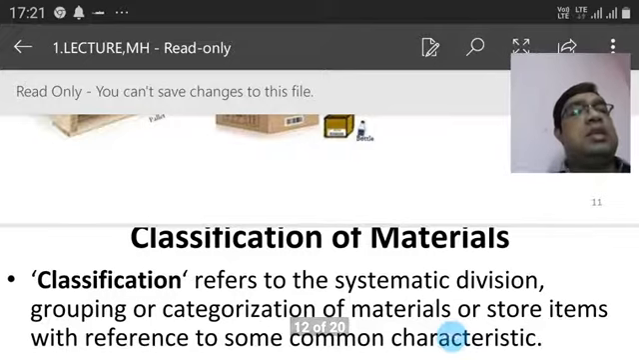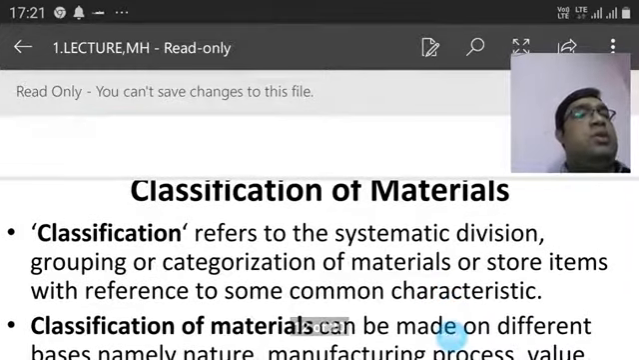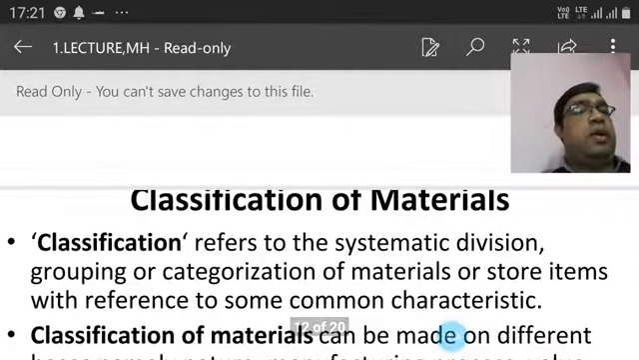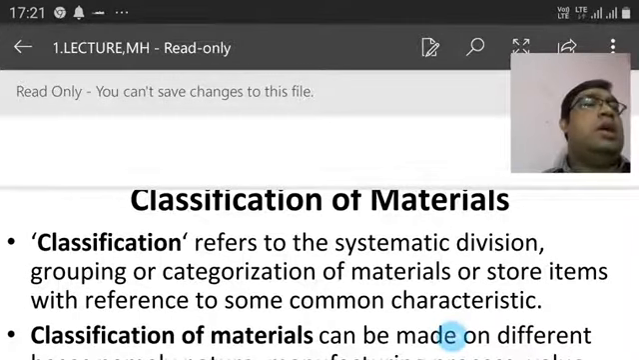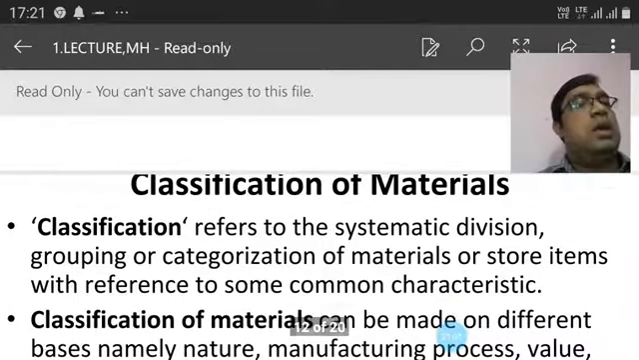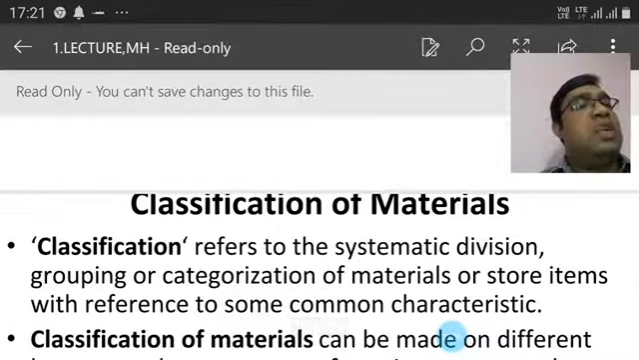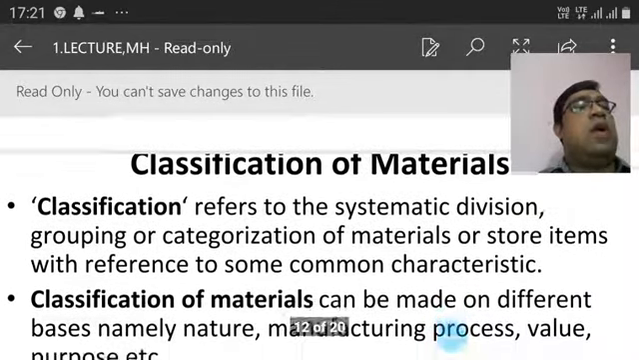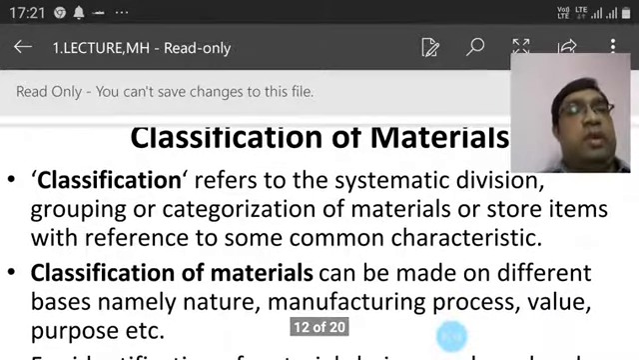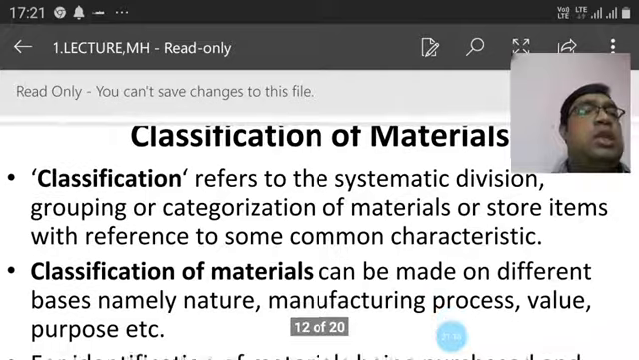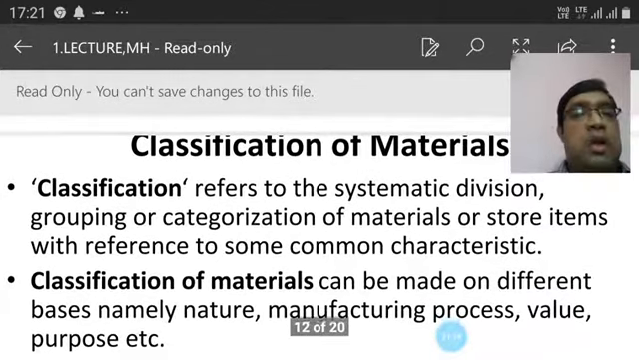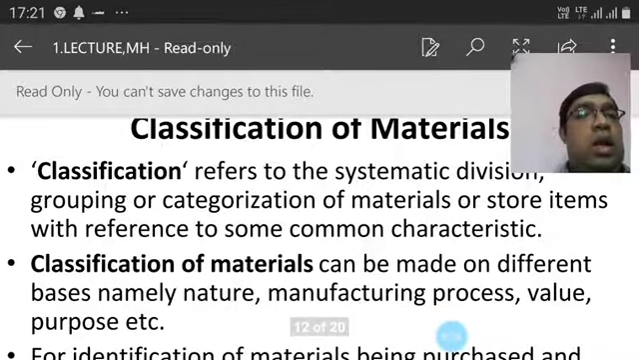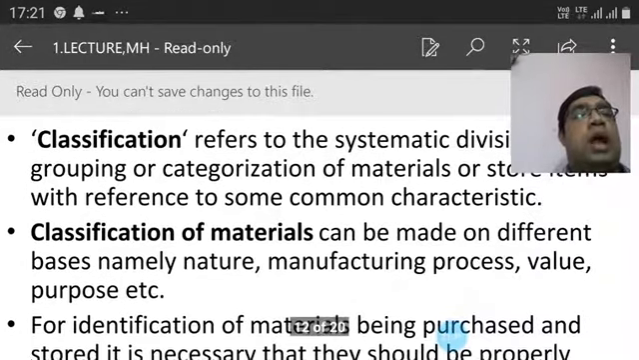Another essential thing is the classification of materials. Basically, different types of materials will be transferred, such as heavy loaded materials, dust-type particles, and also sand-type particles. We have to transfer different types of materials, and just like that, hydraulic materials can also be transferred. Classification refers to the systematic division, grouping, or categorization of materials or storage items with reference to some common characteristics.